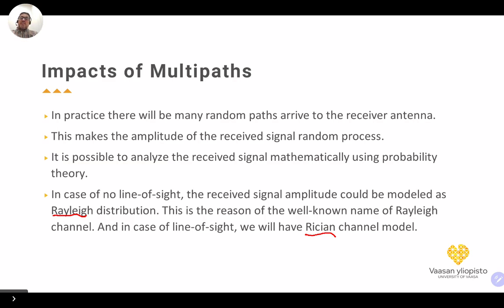In case we have only a single path, we have an additive white noise channel. It means that we ignore the multipath impacts or effects, and we consider only the additive noise. Of course, in digital communication, we have to consider the multipath because the environment itself is a multipath environment. But of course, we can use different techniques, as we will see in this part, to handle these problems of multipath and time varying channels.